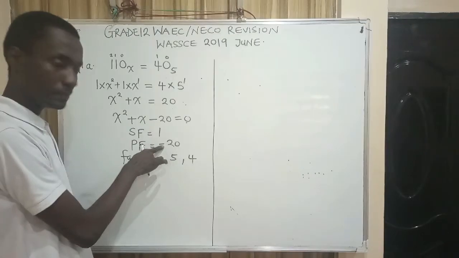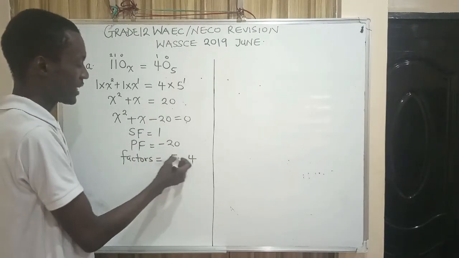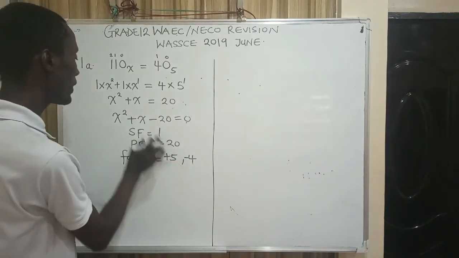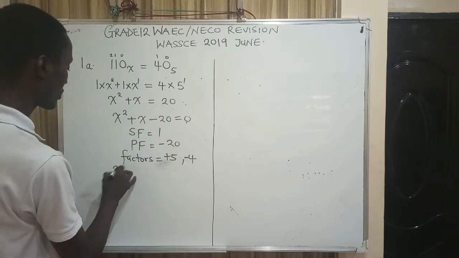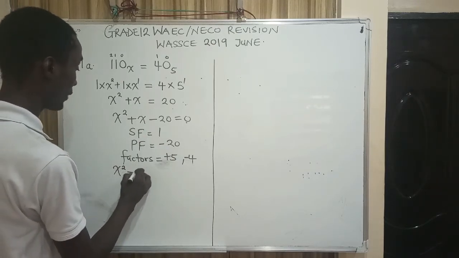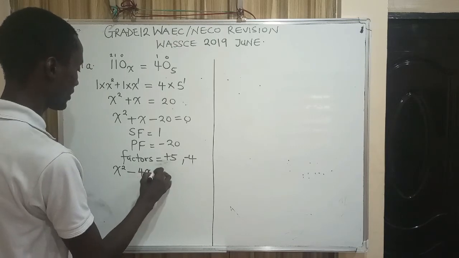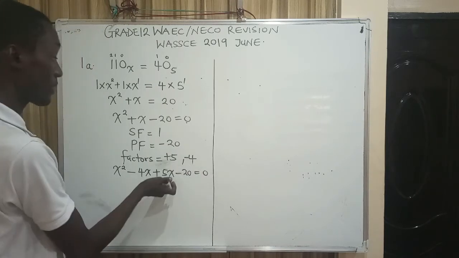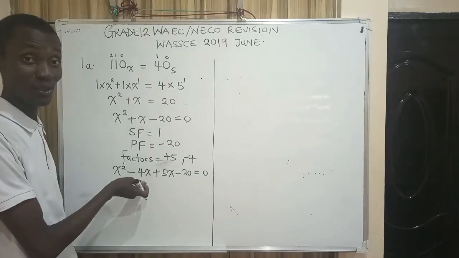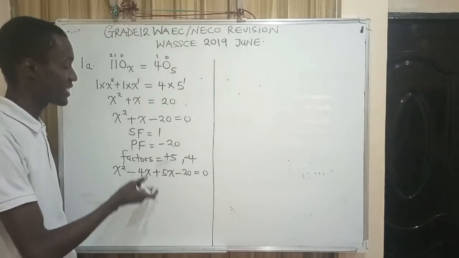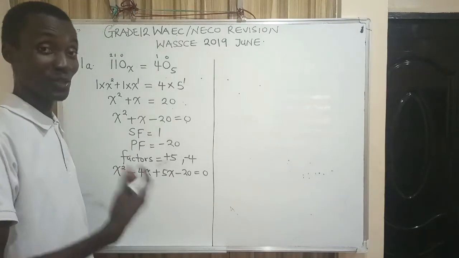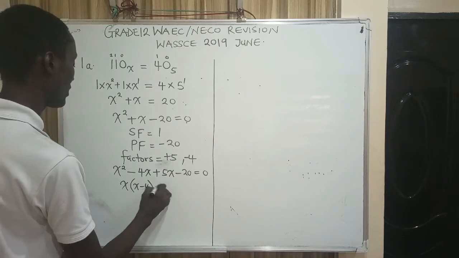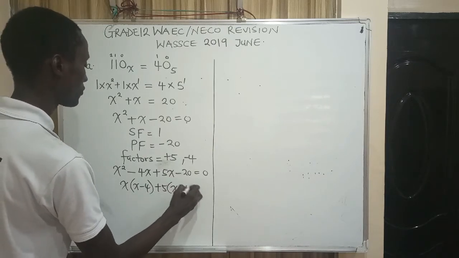I have a negative here, I have a positive here. It means that the bigger number has to be positive and the smaller one has to be negative. So I'm going to replace x with these two values. So I'm going to have x squared minus 4x plus 5x minus 20 equal to 0. It doesn't matter which one you place first, you still get the same result. But by way of experience over the years, I always put the negative before the positive, something I'm trying to avoid. Now this will give me x into x minus 4 plus 5 into x minus 4 equal to 0.